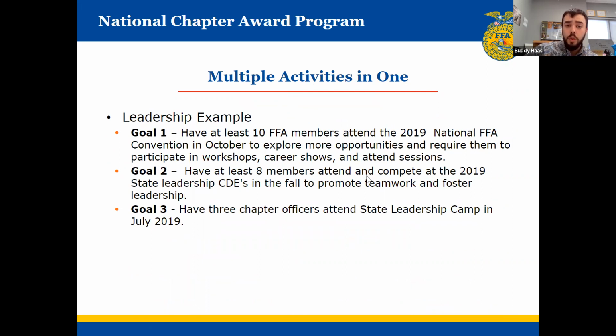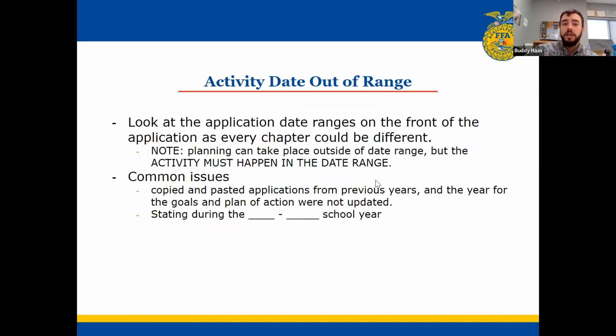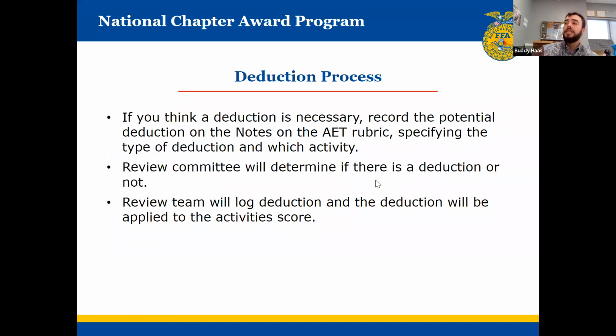What I would recommend as you guys are going through and judging and flagging for deductions, if you happen to see a deduction or you think you see a deduction, all you need to do is flag that deduction on AET, but still judge the application accordingly to the rubric. The deductions committee will be able to look at the deductions that are flagged, and that committee will make the final decision on what a deduction is or what is not. So you still need to score that rubric in its entirety.